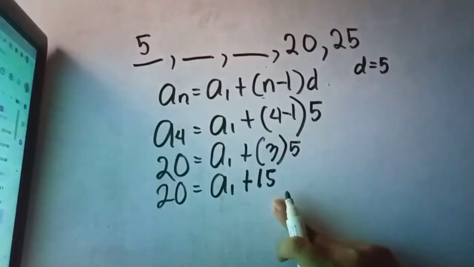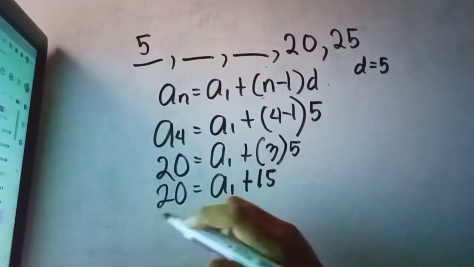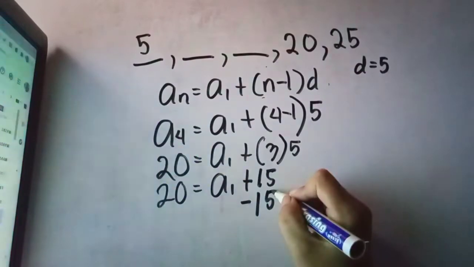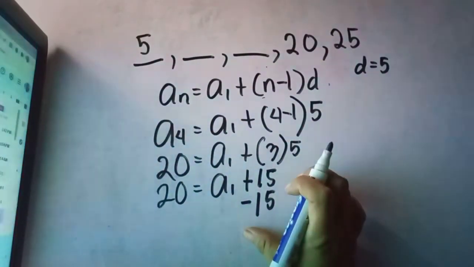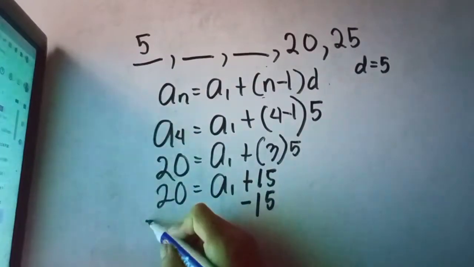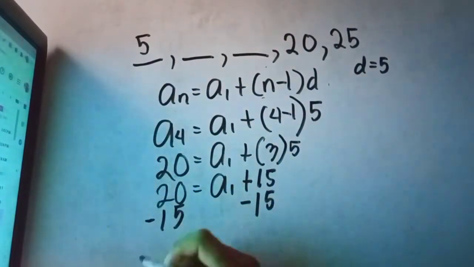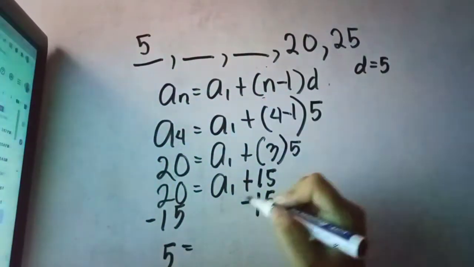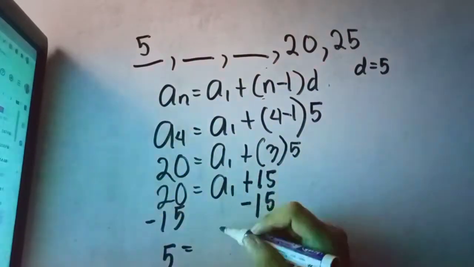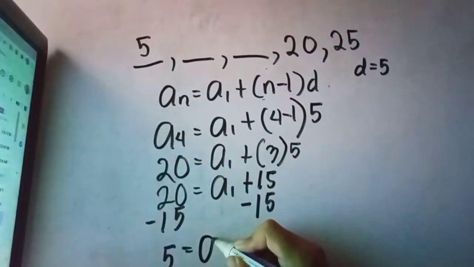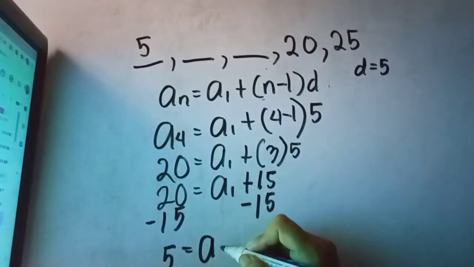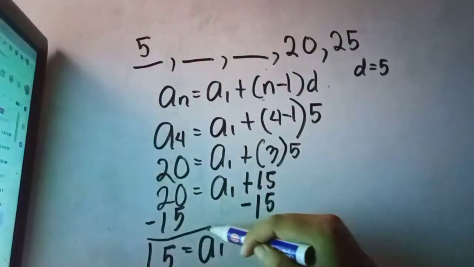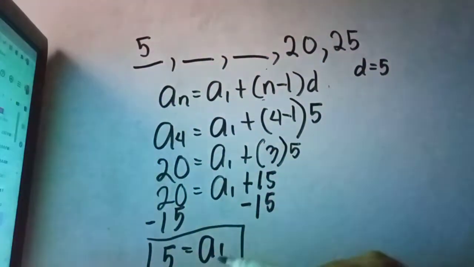Okay, so para matanggal yung 15 dito, itatranspose uli natin siya doon. So, this is positive 15. So, ima-minusan natin siya ng 15 para maging 0. So, kung magma-minus tayo ng 15 dito, magma-minus din tayo ng 15 dito para fair. Okay, so 20 minus 15 is positive 5. So, ito, 15 minus 15 ay magiging 0 na, and then yung A1 ang matitira. So, A1. Diba? Same lang. So, ang ating first term is 5. Same.